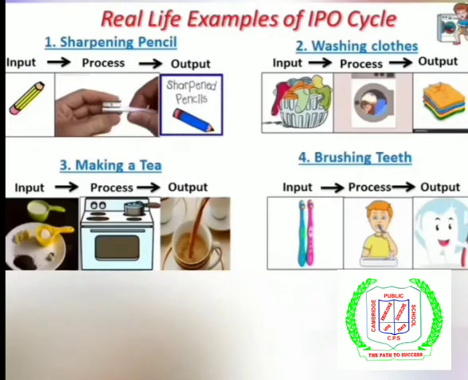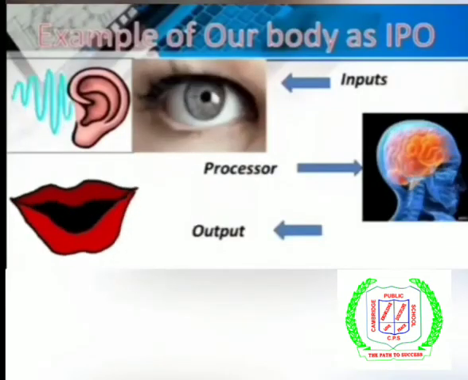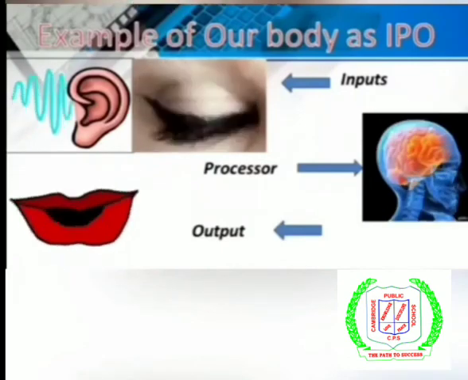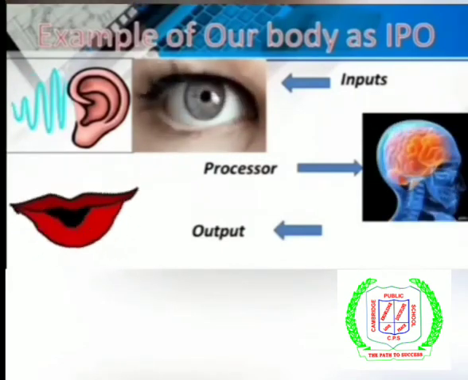First, let's take the example of sharpening a pencil. In this we need a pencil and that is the input. Next is the processing, that means our sharpener, and the output is the sharpened pencil. Let's take the example of our body. Our eyes work as an input, our brain works as a processor and our lips work as an output.